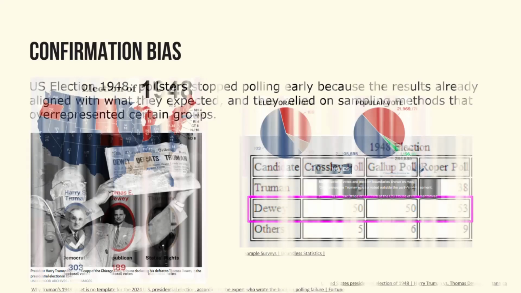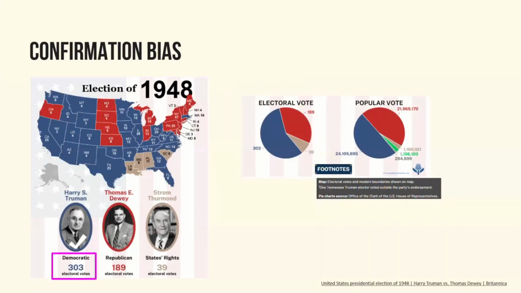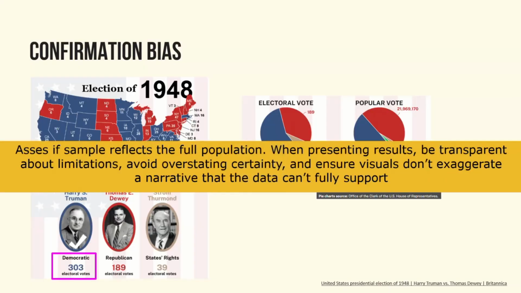But what actually happened? Well, as history says, Truman won. And that is what happens when we don't assess the data. We don't go through the critical thinking of, is there anything that could contradict this information, something that goes against what I believe it is?